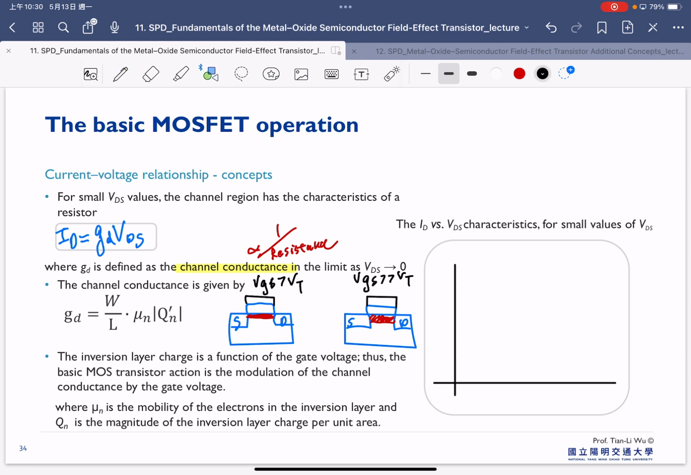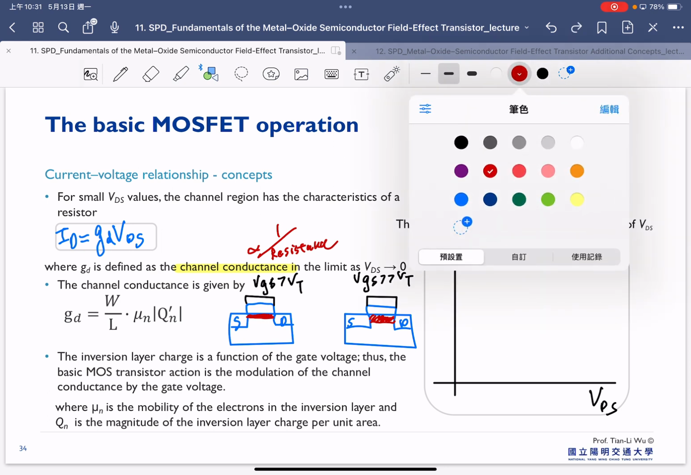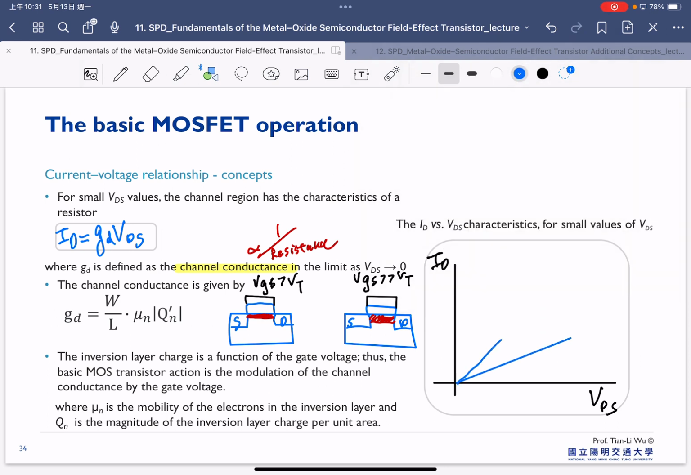So now we consider the drain current versus drain voltage, ID versus VDS, and our current is linearly proportional to our drain bias, as shown here. So this is a linear proportionality.